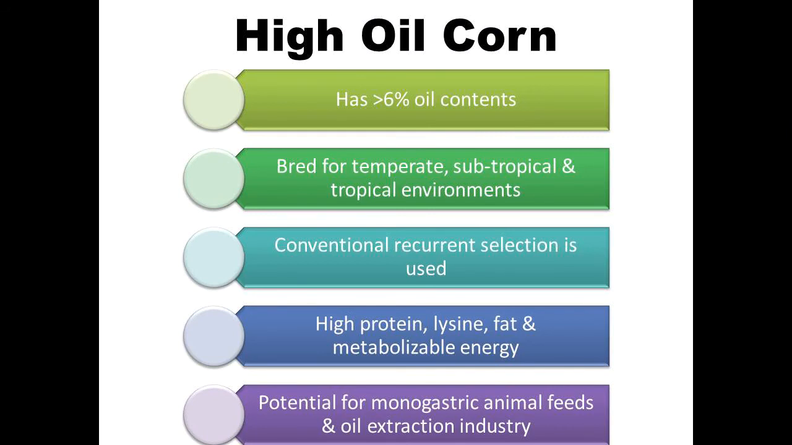High oil corn is another type which has relatively more than 6% oil content in the whole grain composition, and its breeding is done for temperate, tropical, and subtropical environments. For its development, the conventional recurrent selection method was used, in which repeated cycles of selection are operated. It also has higher protein content, lysine, fat, and metabolizable energy level. This is a very suitable and potential type of maize for monogastric animal feed, and also for extracting oil in the oil extracting industry.